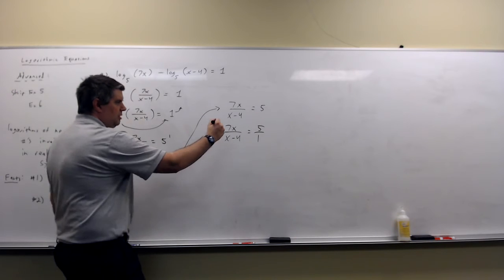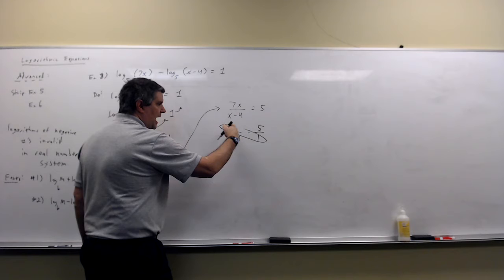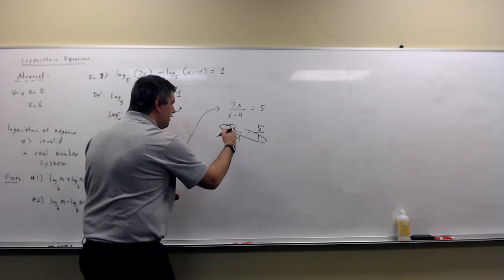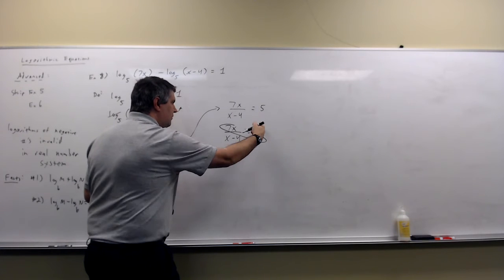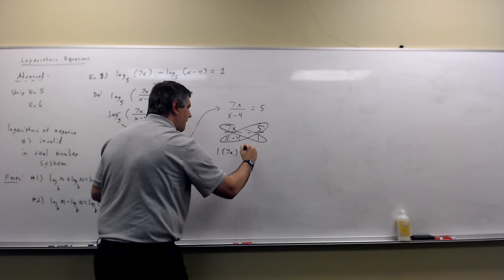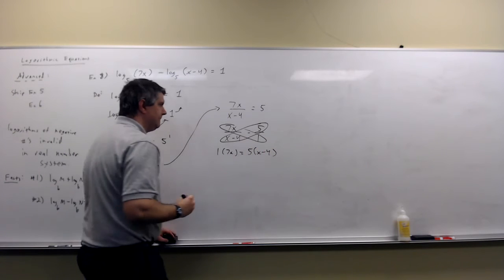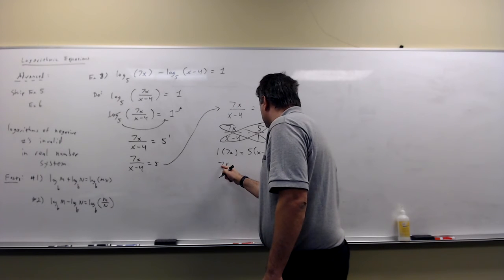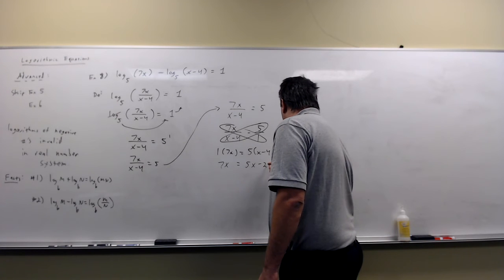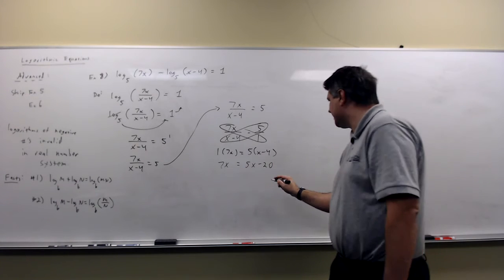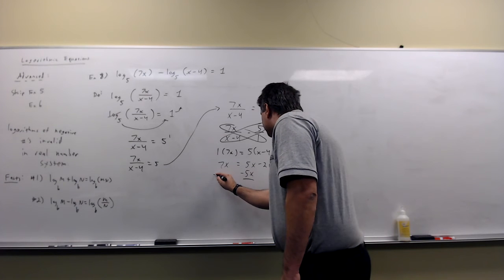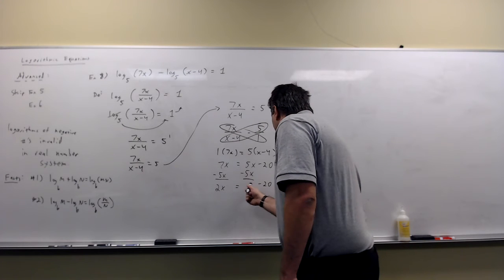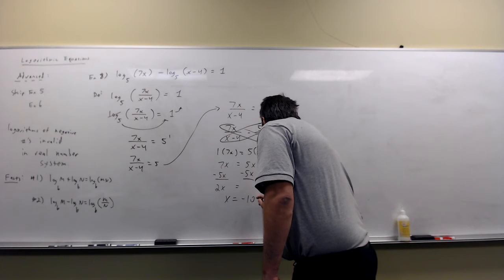All right, so this times this, the diagonal. Actually, let me take the number: 1 times 7x equals 5 times x minus 4. So 7x equals 5x minus 20. I've got x's on both sides. I don't like that, so I'll subtract this 5x. 2x equals negative 20. Divide out the 2, x equals negative 10, maybe.